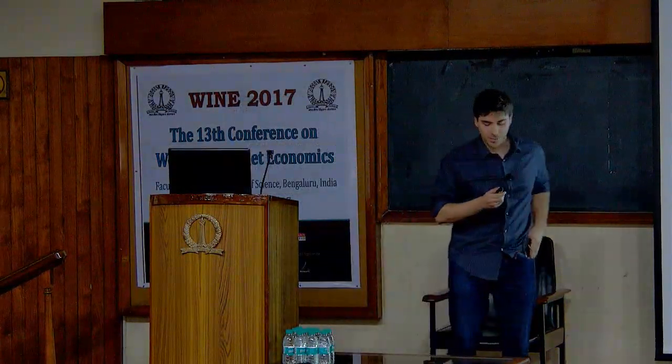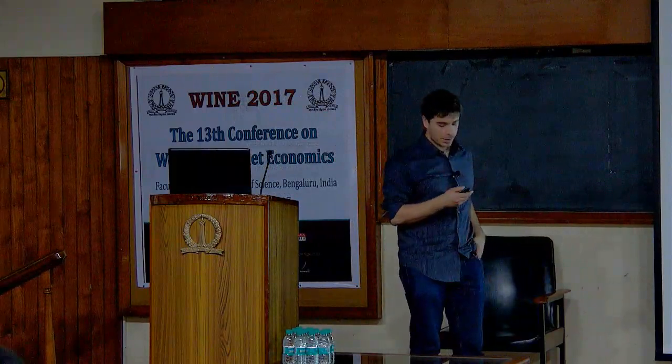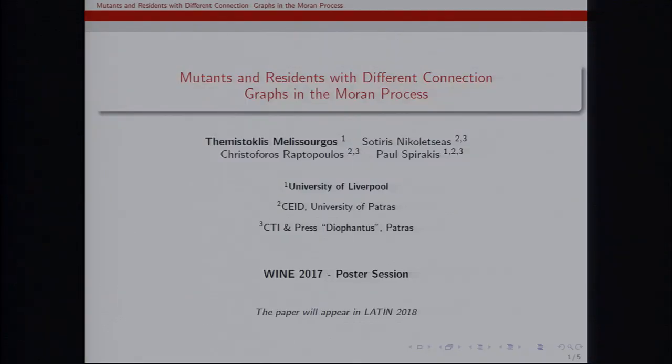Hello, my name is Georgios, and I'm a PhD student at the University of Liverpool. I'm going to present to you a poster titled Mutants and Residents with Different Connection Graphs in the Moran Process. This work will appear in LATIN 2018, and it's co-authored by Nikoletsas, Raptopoulos, and Spirakis.